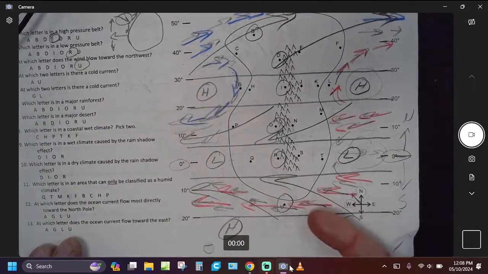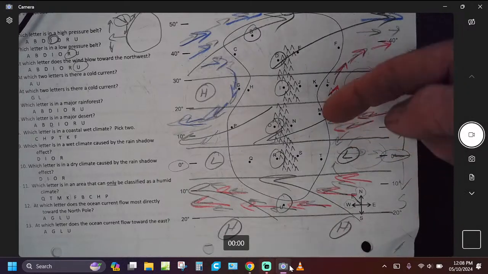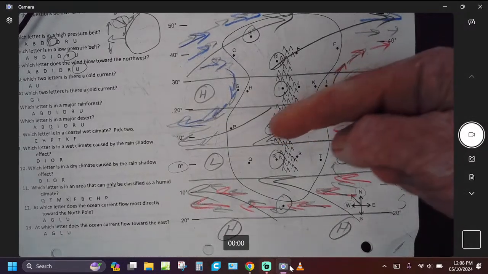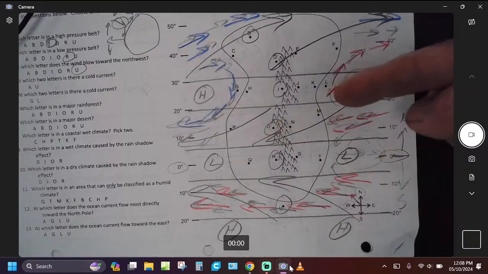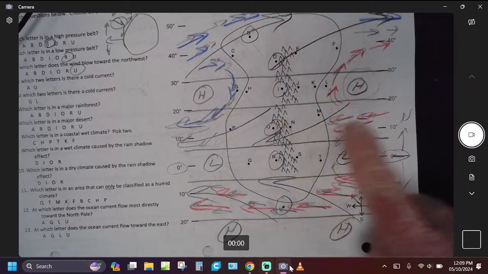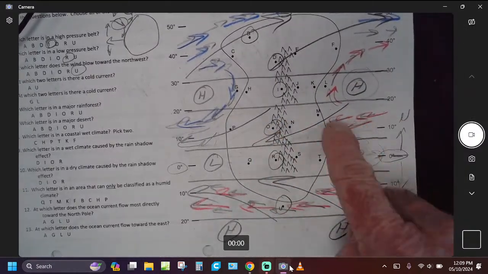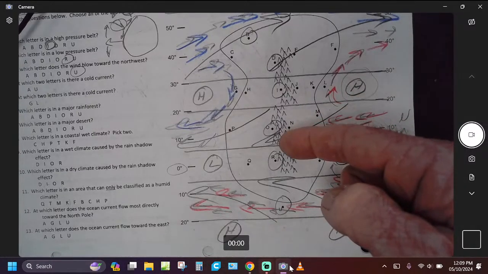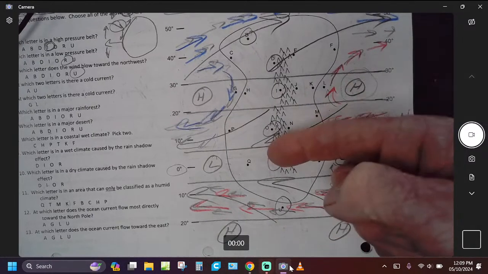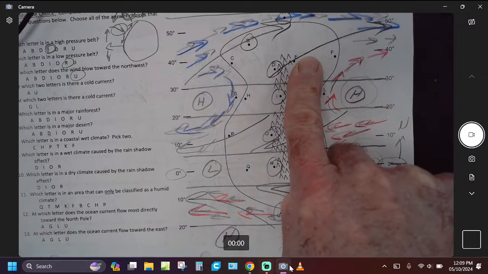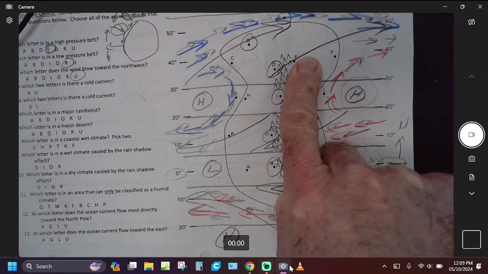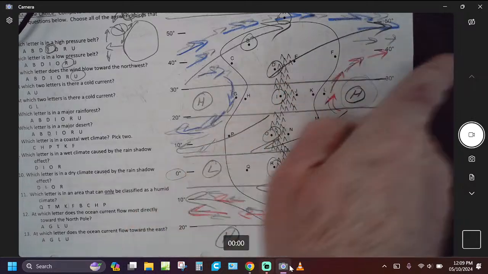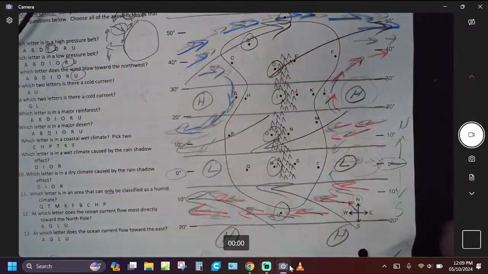Because these, if I asked you which way are these winds blowing, what way are they blowing? Are they going east or west? They're going west. Are they going north or south? So they're going southwest. How about these winds right here? Which way are they blowing? Northeast. They're going to the north. They're going to the east. So they're really tilted toward the northeast.